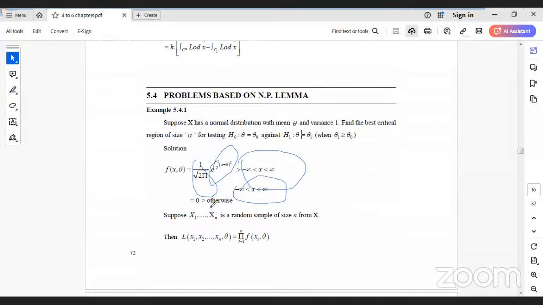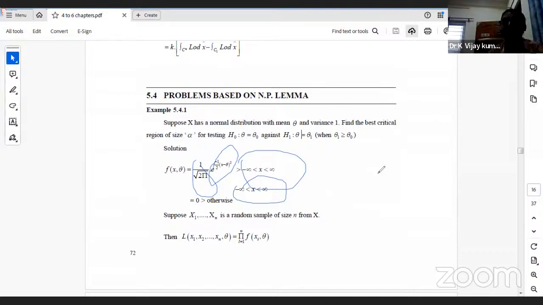Suppose we are taking here x1, x2, ..., xn is a random sample of size n from x. Let x1, x2, x3 and so on up to xn, i is equal to 1 to n. Therefore, f of xi, theta we are taking here.